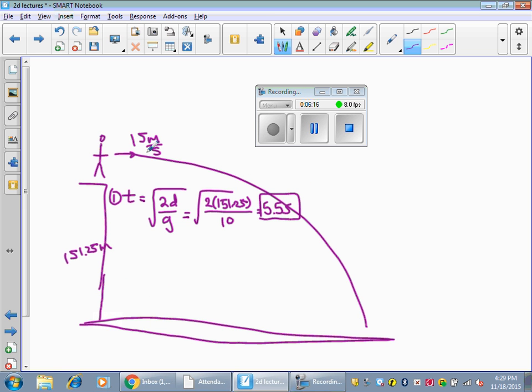But now, how do I figure out my distance? Do I go 1/2 gt squared? No, it doesn't work because there's no acceleration in the x-axis. So distance is velocity initial times time. My velocity initial is 15 meters per second. My time is 5.5 seconds. So boom, seconds cancel out. 15 times 5.5 is 82.5 meters. That's how far it would go, 82.5 meters. All right, good job.